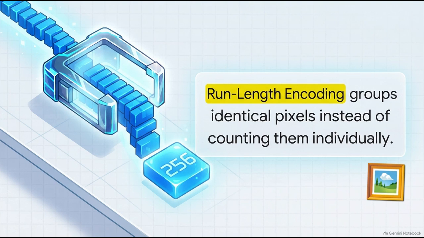I honestly love this one because it makes so much sense. Imagine an image with a giant white sky. Instead of the computer slowly counting, pixel 1 is white, pixel 2 is white, pixel 3 is white, pixel 4 is black, RLE simply sends a quick shorthand code, 3 whites, 1 black. Because the earlier JPEG steps created big blocks of similar data, RLE sweeps in and cleans them up beautifully, saving a massive amount of space.